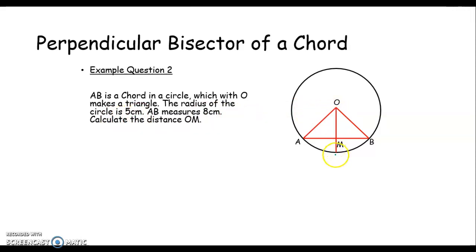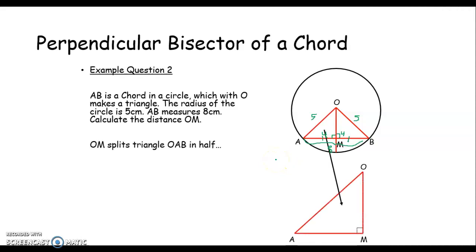So from the center to the edge, center to the edge, right? So we have 5 centimeters here and here, as well as the long one. AB measures 8 centimeters. So this whole chord AB is measuring 8 centimeters. But we know that this radius is splitting this chord in half, so each of these will be 4. We also know that it splits it at 90 degrees.